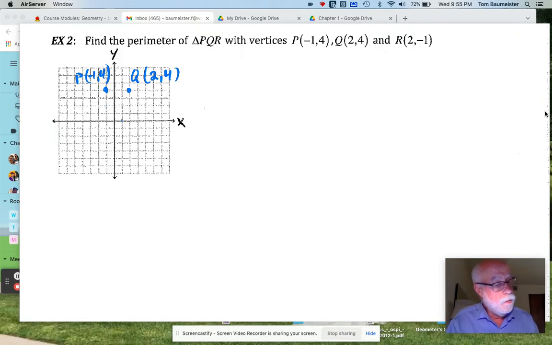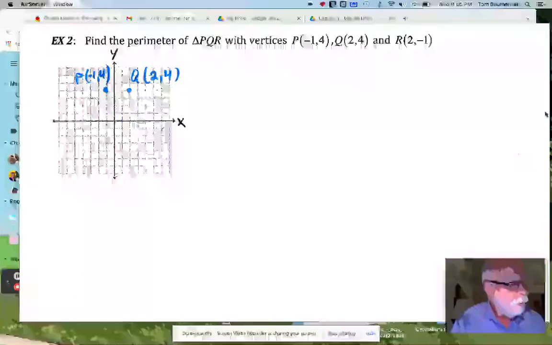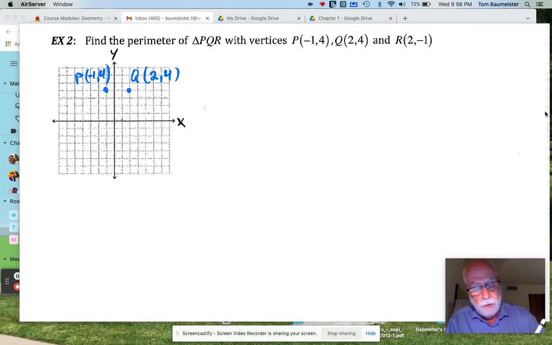And then they told us to find R is at 2 and -1. So 2 and -1. Here is R. And that is at 2 and -1. So I just plotted the points. So let's go and look at the steps that we're going to be doing here.